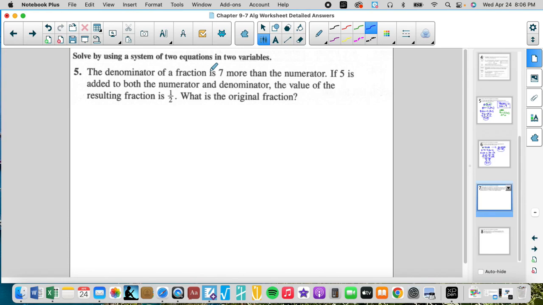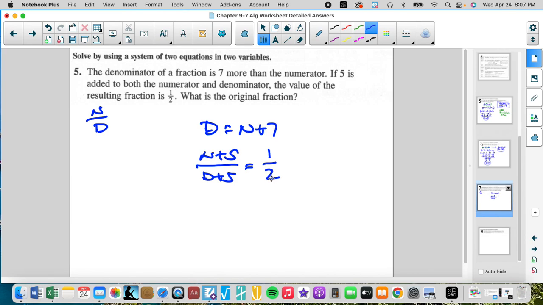The denominator of a fraction, so we have a numerator and denominator. So the denominator of a fraction is 7 more than the numerator. So if we add 7 to the numerator, we'll get the denominator. If 5 is added to both the numerator and the denominator, the value of the resulting fraction is 1/2. So numerator plus 5 over denominator plus 5 will be equal to 1/2.